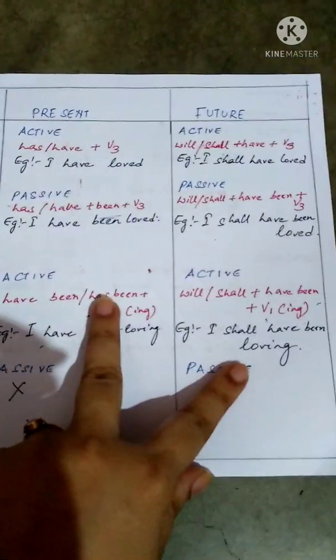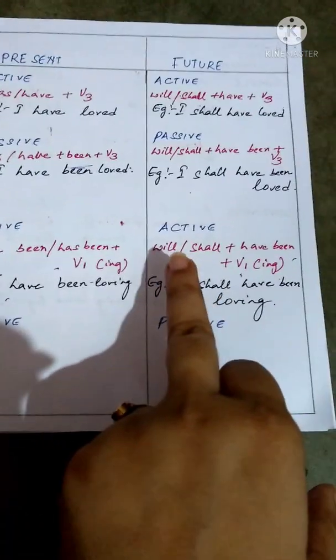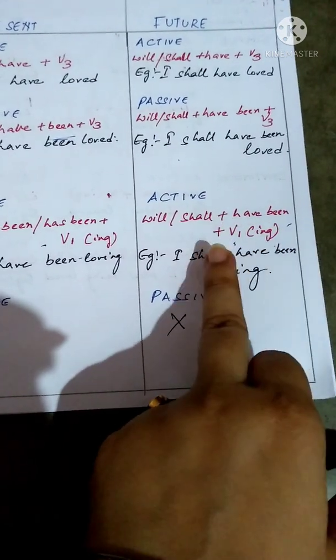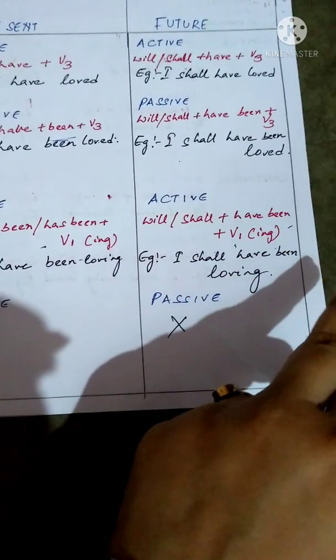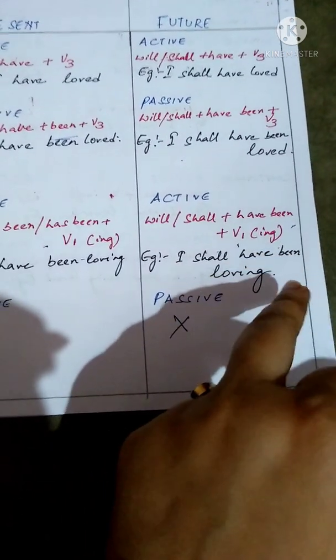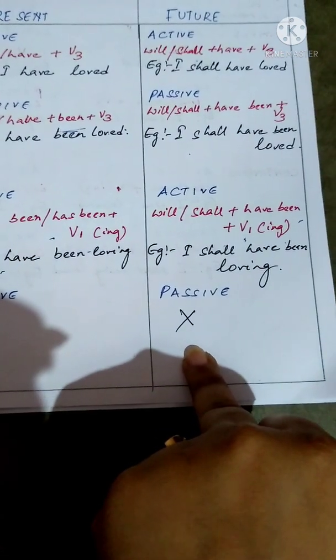The last one, future perfect continuous. In active form, what will be the formula? Will or shall plus have been plus V1 ing. So let's see the example. I shall have been loving. So again for this, we do not have any passive form.